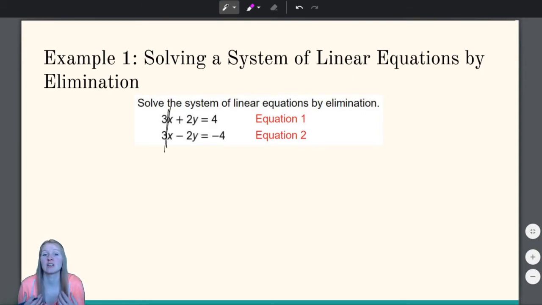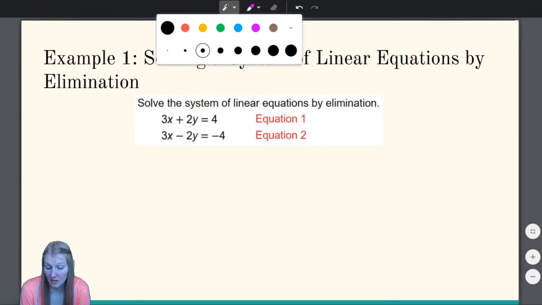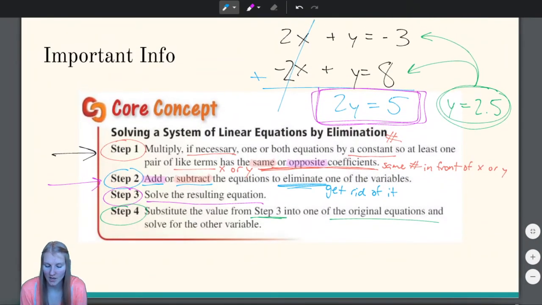Personally, I think it is easiest to add, because when I subtract, I have to remember to make everything negative, like that I'm minusing everything instead of adding it. So for me, it's going to be easiest to add. So remember, we're skipping step 1 because we don't have to multiply by anything. This is only if necessary, and it's not necessary. I already have the same and opposite coefficients, so I can jump right into step 2.